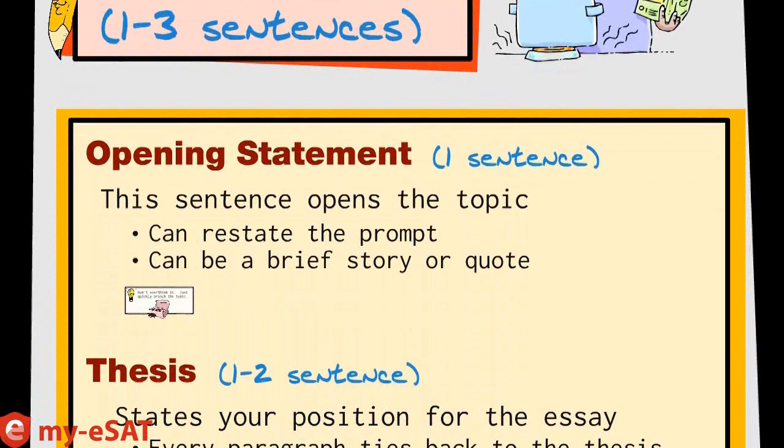The first sentence in your introduction is your opening statement. The opening statement is a sentence that kind of opens up your essay and broaches on the topic of the essay. I personally like to open up with a restatement of the prompt because that's something that's really easy to do really quickly. But you can also share a brief story or insert a relevant quote. It's completely up to you.